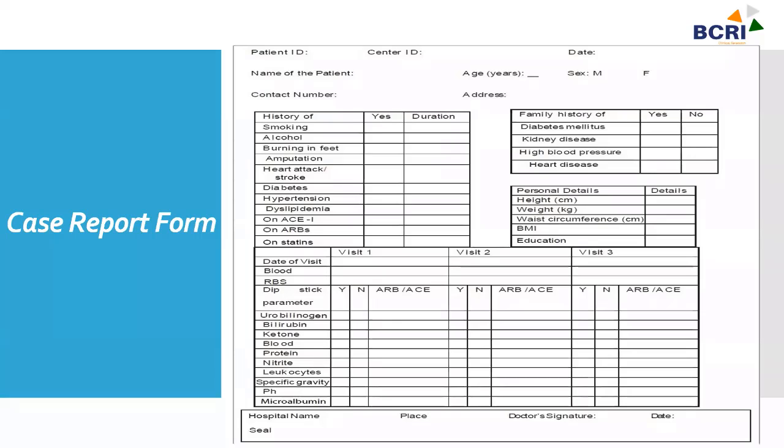Okay, so what are the blood related parameters? Okay, what are the dipstick parameters? Dipstick is again related to your urine parameters. So these are the different parameters that will be documented in a case report form. Again, the case report form will be created according to the protocol. Okay, so these are the different things.